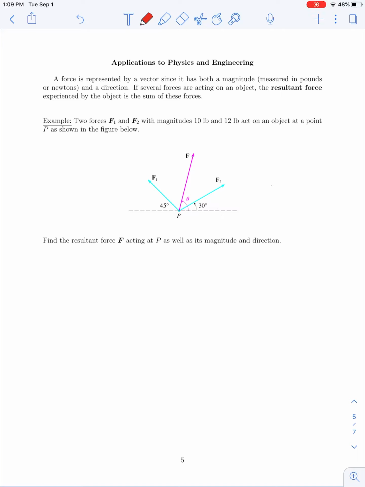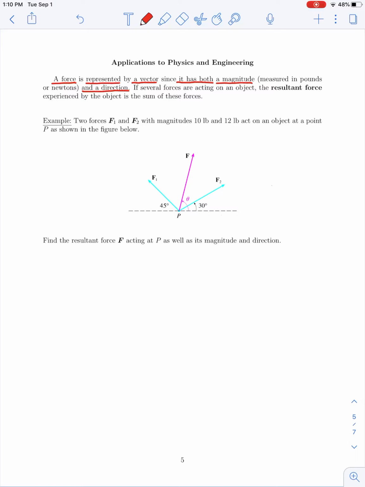So recall that a vector is some quantity that has both magnitude and direction. So we can use vectors to represent forces, or forces can be considered as vectors. So we'll say the following. A force is represented by a vector since a force has both a magnitude, which is typically measured in pounds or newtons, and it has a direction in which a force is acting.